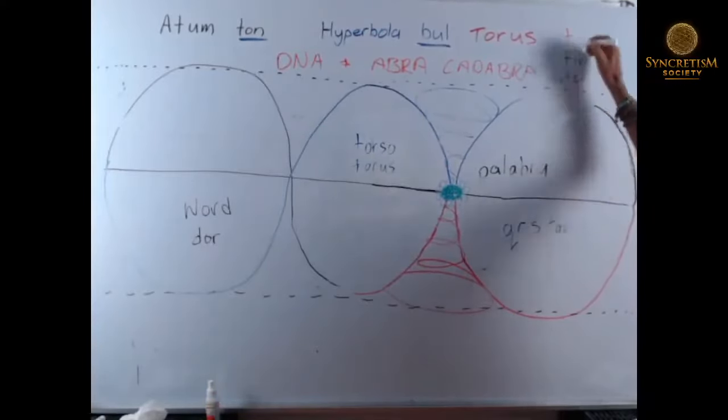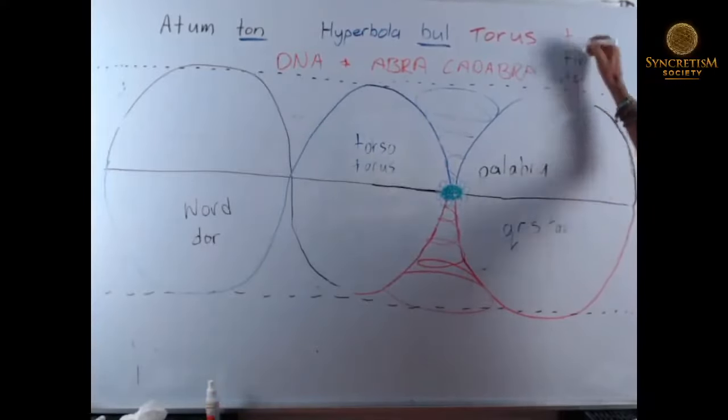Aries, Taurus, Gemini, Cancer, Leo, Virgo, Libra, Scorpio, Sag, Capricorn, Aquarius, Pisces. So the year is going this way. You see the Ouroboros?